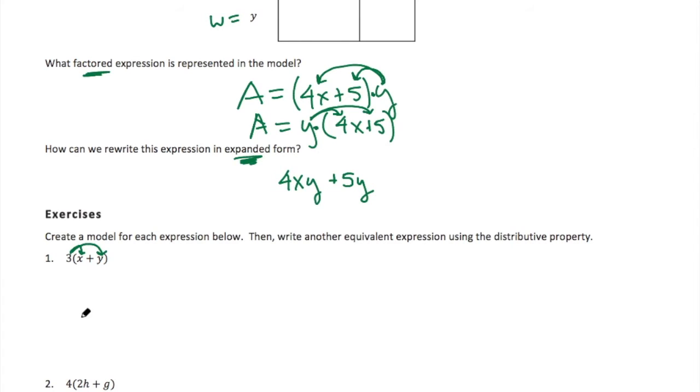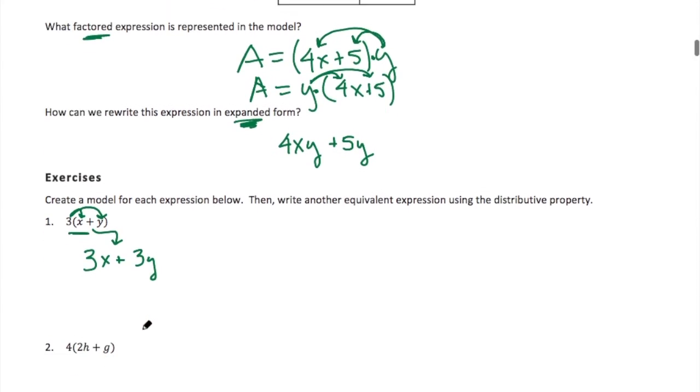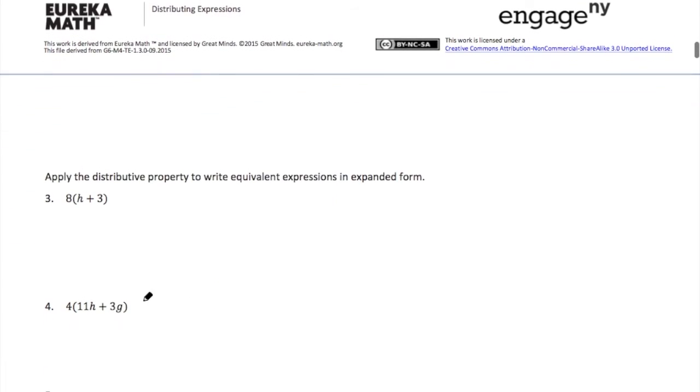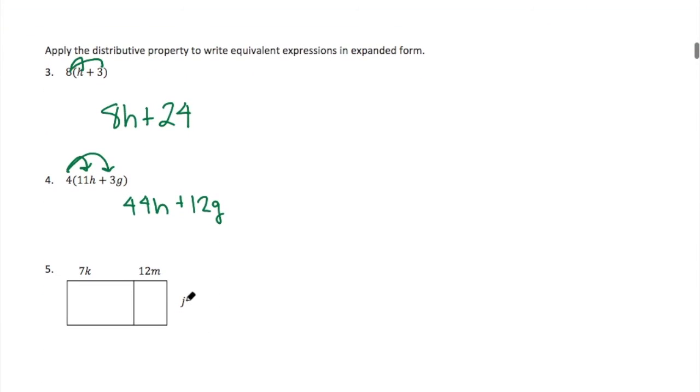So let's apply this in some practice. 3 times x is 3x, 3 times y is 3y. And we don't want to forget the addition sign in the middle. 4 times 2h, multiply the coefficients, 8h. Multiply the 4 times the g, we get 4g. Bring the addition sign, don't forget that. 8 times h, 8h. 8 times 3, 24. Make sure you keep the addition sign. 44h plus 12g. Now another area model.